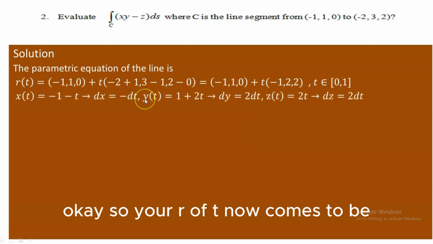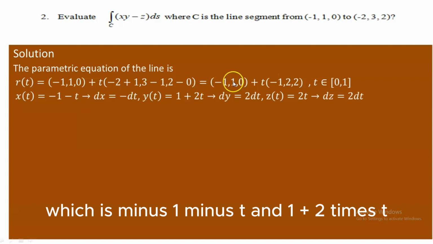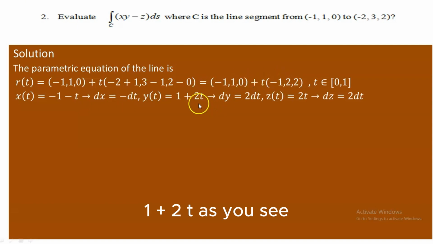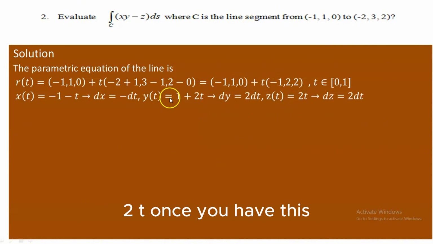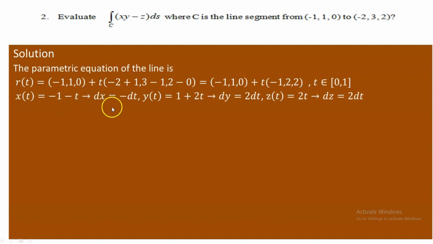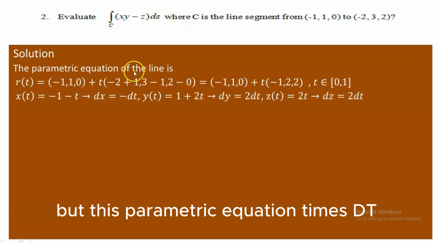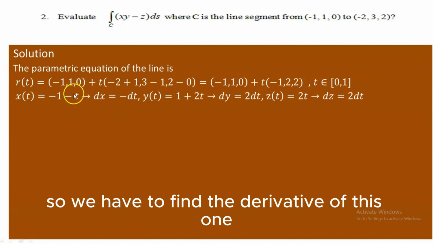So your r of t now comes to be this one. What I did here is minus 1 plus minus t, it is minus 1 minus t, and 1 plus 2t, and 0 plus 2t is 2t. Once you have this, you need to derive this one, because in the x, y and z expression we are going to use this expression of t's, and we know that ds is the norm of the derivative of this parametric equation times dt. So we have to find the derivative of this one.